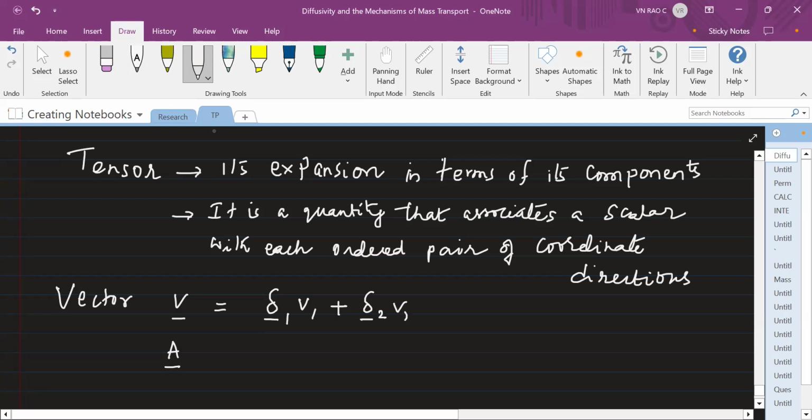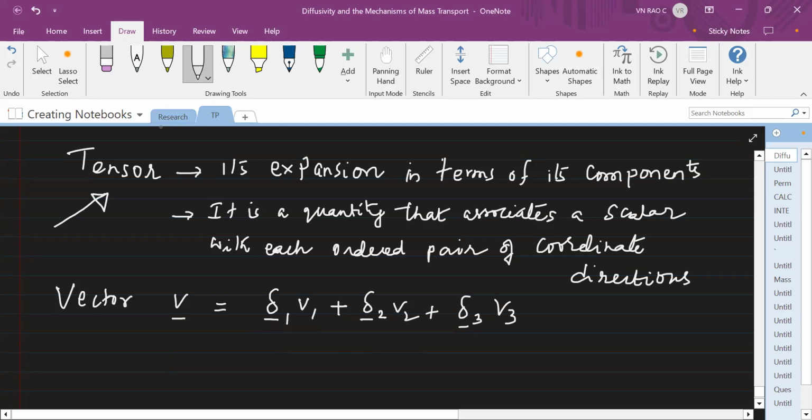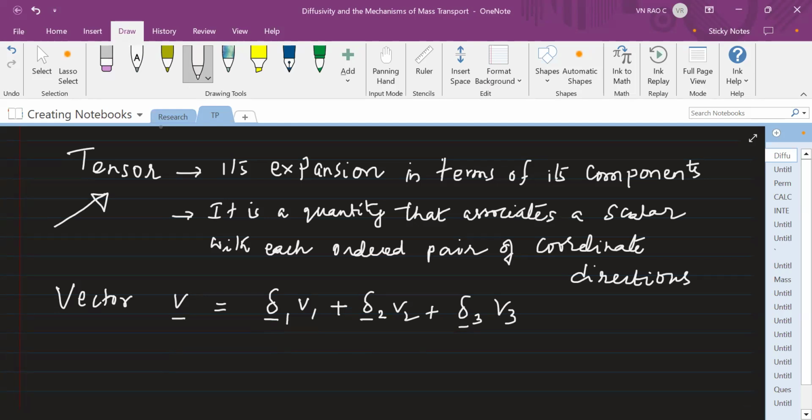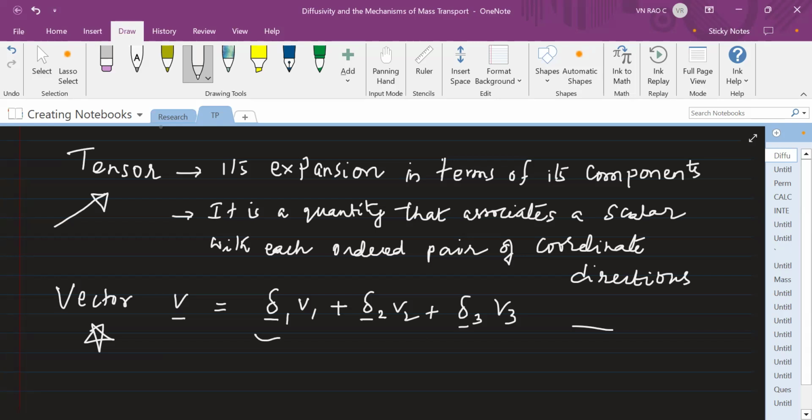But as it is, if I try to expand the vector quantity, so this is delta 1 v1, plus delta 2 v2 plus delta 3 v3. Okay. Similarly, here also it can be written. But coming to the tensor, the tensor quantities, its expansion in terms of its components, we need to expand. See, as we have seen, the expansion of vector in terms of its components. So this is a component, this is a component, this is a component.